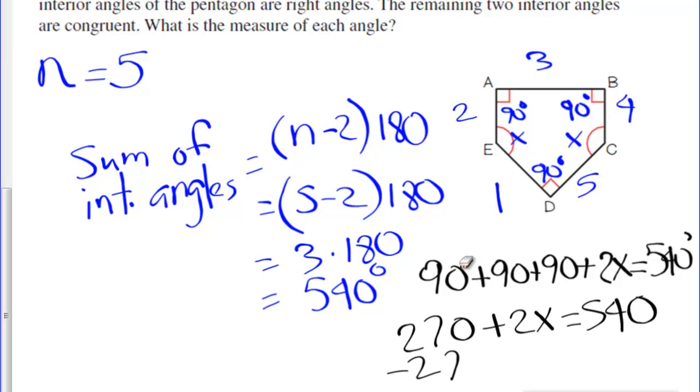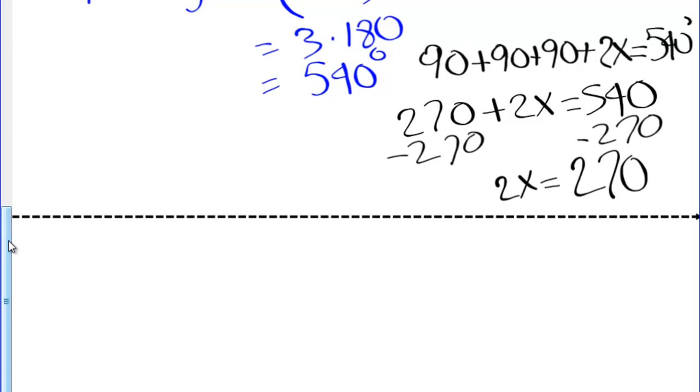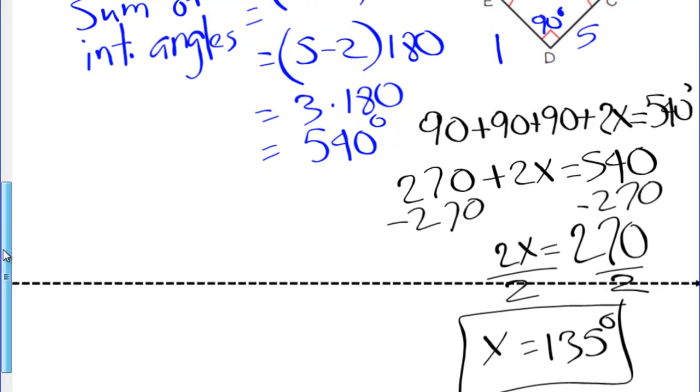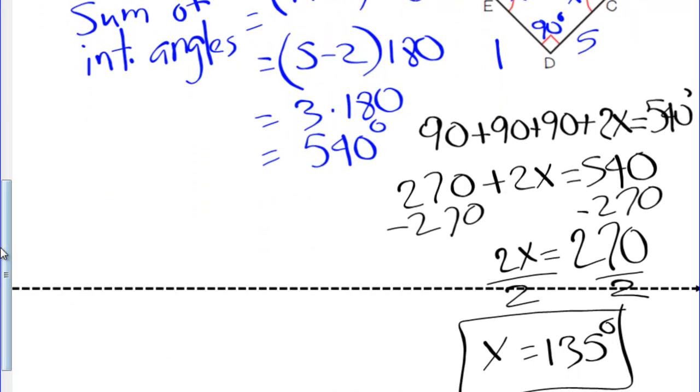All right, so then we get 270 plus 2x equals 540. Subtract 270 from both sides. Class, we get 2x equals what? 270. Okay, lastly, divide by 2, so we get x equals 135 degrees. So the angle measurement for each of the 2 remaining angles at points E and C is 135 degrees, and we are done.